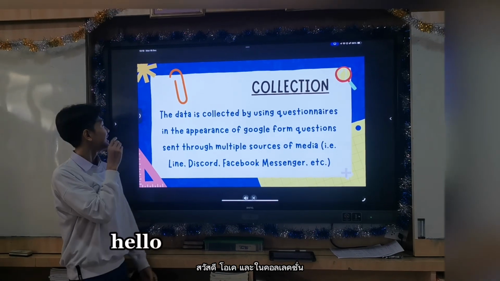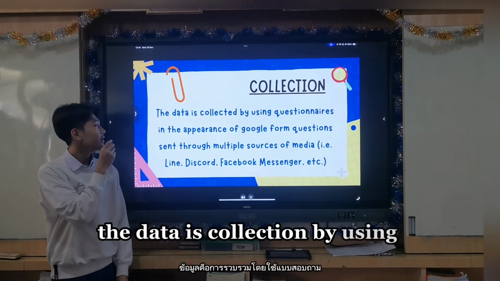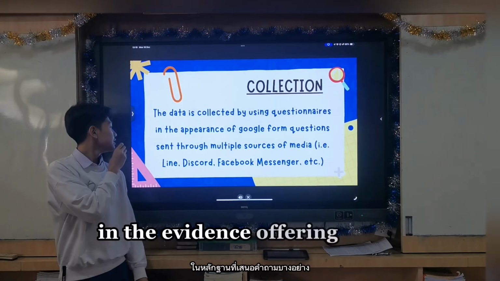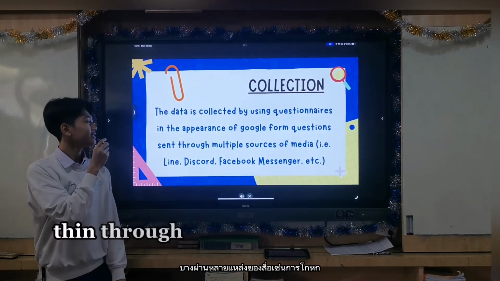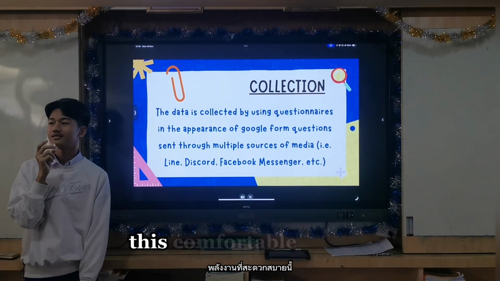Okay, and then data collection. The data is collected using a questionnaire with questions sent through multiple media sources such as Line, Discord, Facebook, and Messenger.